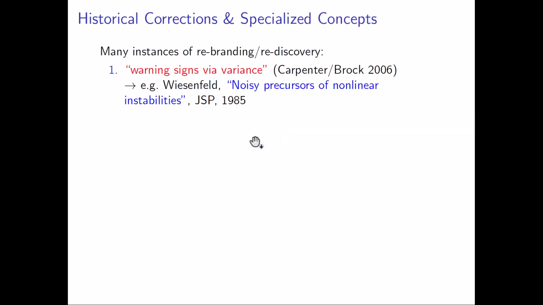All right, so now we can actually go a little bit into the history. One little warning: there has been an instance of rebranding or rediscovery in this area, like probably in many areas of science. So for example, in ecology, which is the community where I've been presenting this talk, quite often a paper by Carpenter and Brock is cited, where they propose that there could be a warning sign by looking at the variance for critical transitions in ecology. But let me point out that at least as early as 1985, or even earlier potentially, there's a paper by Kurt Wiesenfeld called 'Noisy precursors of nonlinear instabilities', which exactly proposes that you can look at the moments near a bifurcation point and use that as a warning sign or precursor for that bifurcation point. So the phenomenon and the idea has been around for quite a while.